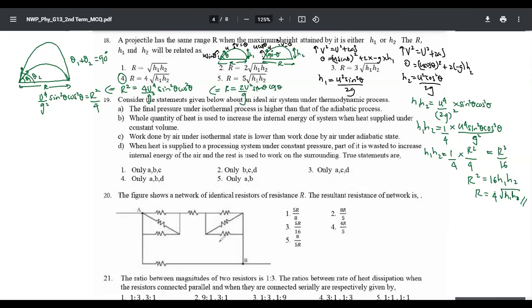It's about resistance network, right? The figure shows a network of identical resistors of resistance R, the resultant resistance of the network. Now, since they have given point A and point B, you need to find out the resultant between A and B. So you need to find ways to simplify the resistance and convert them to one single resistance.